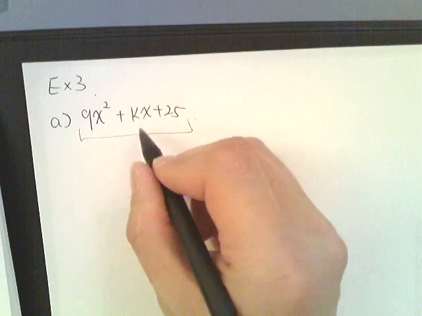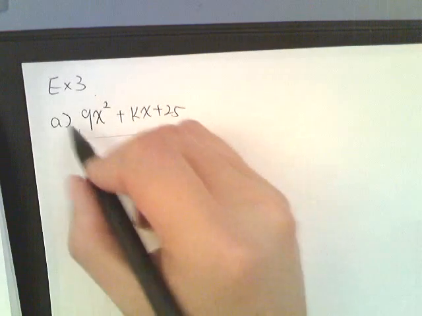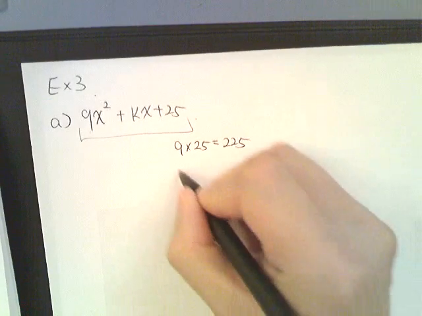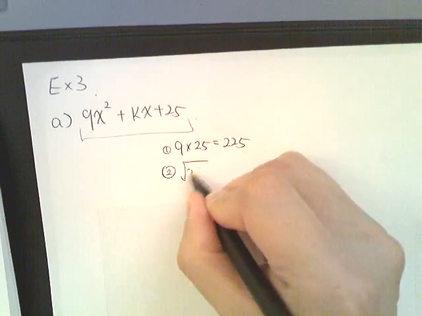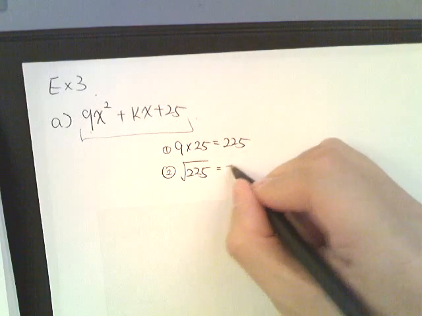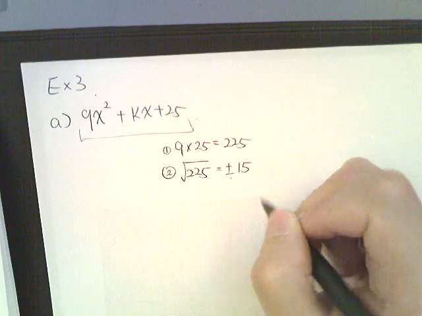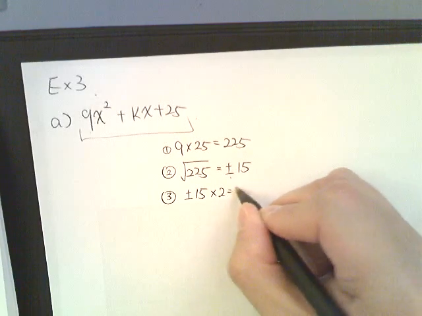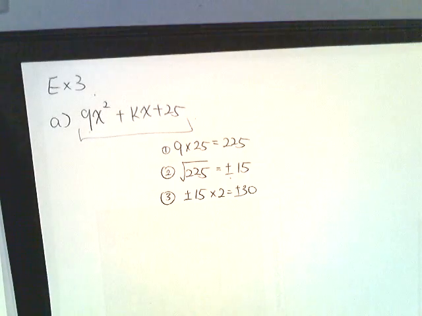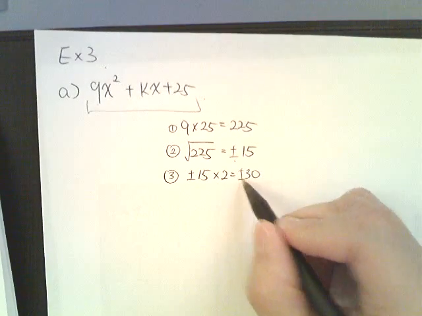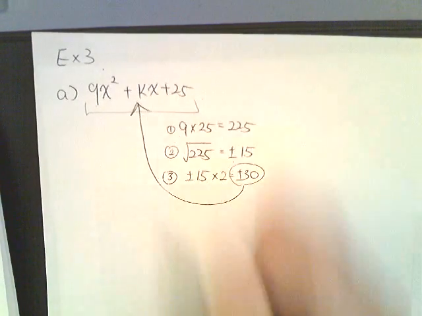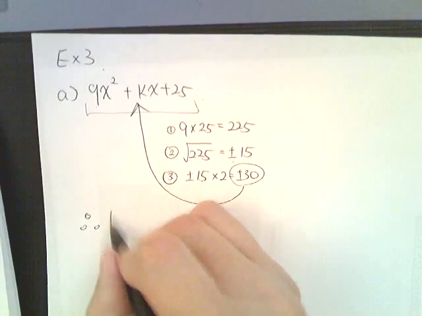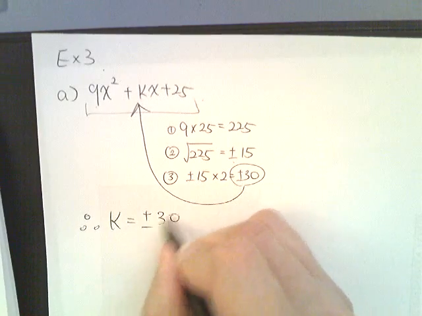Therefore, remember how to figure out whether a trinomial is a perfect square trinomial? The first term times the last term gives me 225. Second step, take the square root of that number from step 1, we get plus minus 15. Don't forget the plus minus sign here. Now the third one is basically this times 2, which gives me plus minus 30. This plus minus 30 should be the middle term so that they become a perfect square trinomial. Therefore, k is plus minus 30.